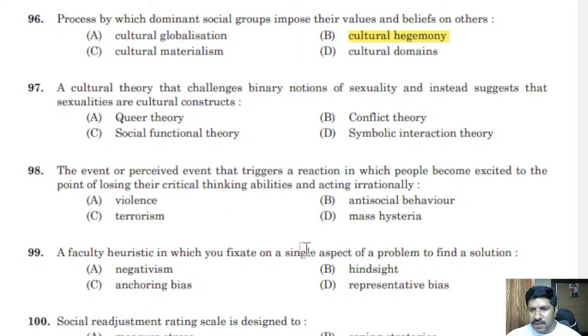Then 97th question. A cultural theory that challenges binary notions of sexuality and instead suggests that sexualities are cultural constructs. Correct answer is option A, that is queer theory. That is known as queer theory.